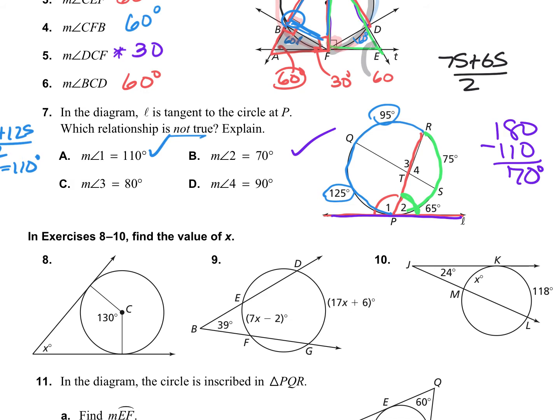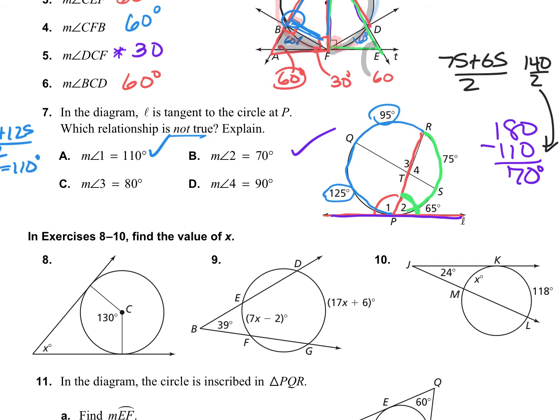Once I add these two, I get 140 and divide by 2, and I get 70 that way as well. So there are different ways to go about doing these. Now, as far as angle 3 and 4 go, this is where I'm using my floating angle skills.